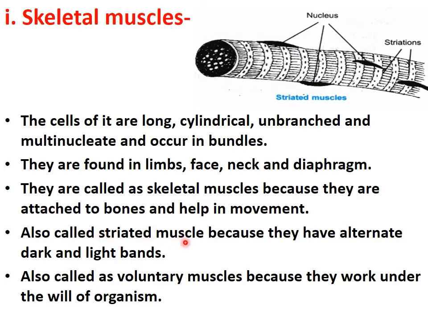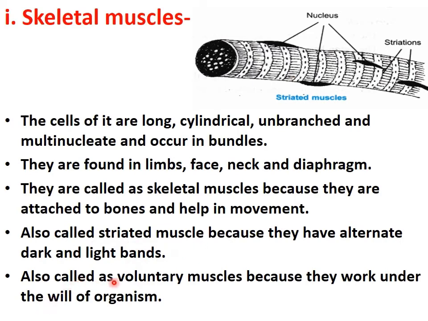Then these are also called striated muscles. Why are these called striated muscles? Because they have alternate dark and light bands. In the diagram you can see the dark band is there, then the light band, then the dark band. So these are alternate dark and light bands. That is why the name is striated muscle.